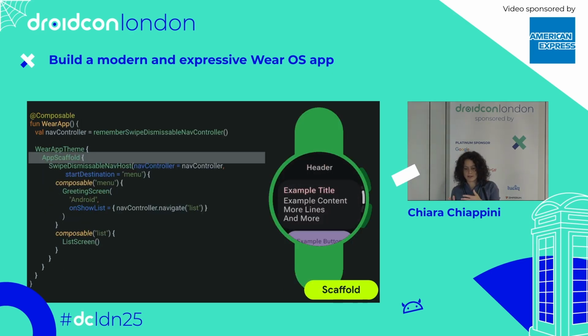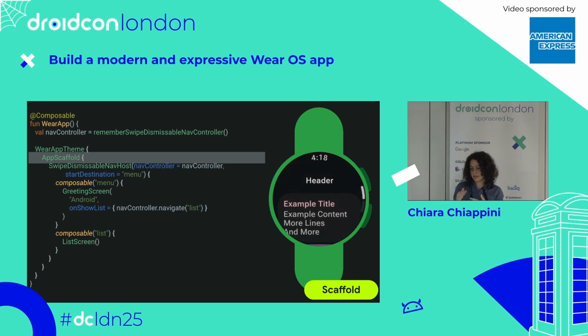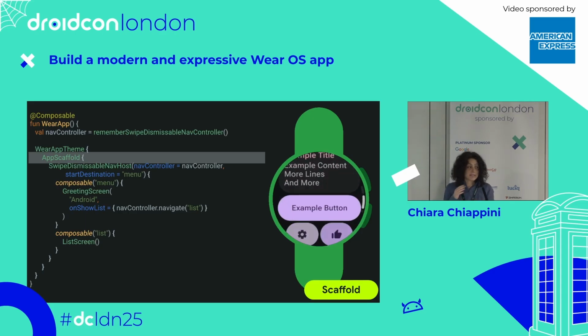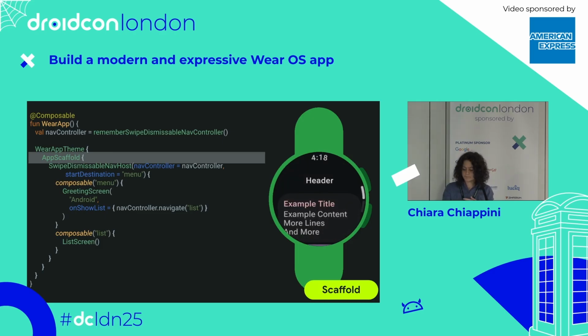Now, going on Wear OS, Scaffold is made of two components. The first one is called App Scaffold, which allows static screen elements such as the time text to remain visible during in-app transitions. Think about when you swipe between screens. And App Scaffold is also the place where you put the swipe dismissible NavHost for navigation.